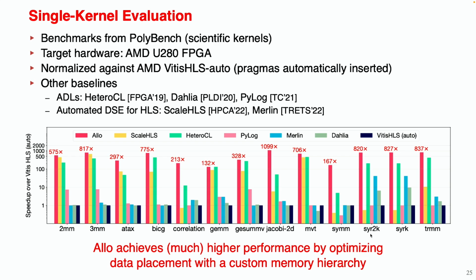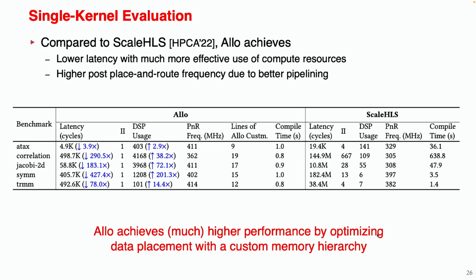than the baselines. This is mainly because Allo has sophisticated memory and communication customizations that create efficient memory hierarchy and data placement schemes. And apart from latency, we also conduct analysis on resource usage of those designs. Compared to the state-of-the-art HLS compiler ScaleHLS, Allo achieved a lower latency by reducing the II to 1. Since the design is better pipelined, we also achieve a higher place and route frequency.